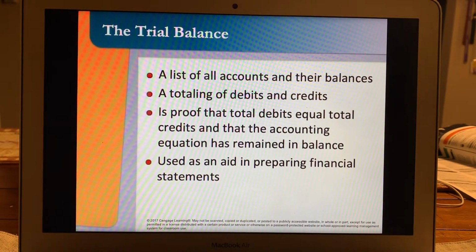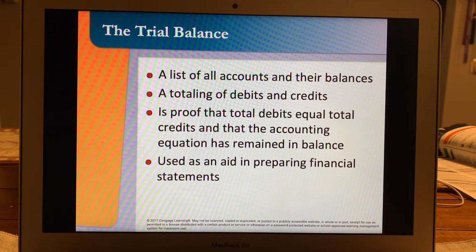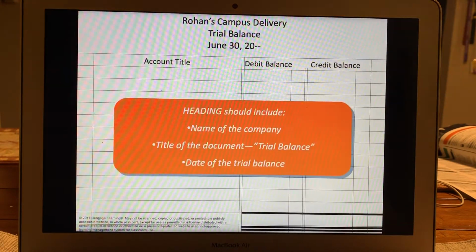The trial balance is basically the list of accounts and their balances. It's a totaling of debits and credits. It is proof that total debits equal total credits and that the accounting equation has remained in balance after all the transactions that are done. It's used as an aid in preparing financial statements. They do close out to an adjusted trial balance, okay? So there's a step and there's a cycle that happens when this occurs.